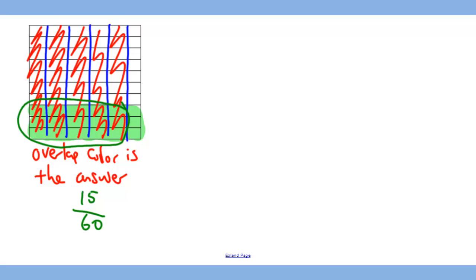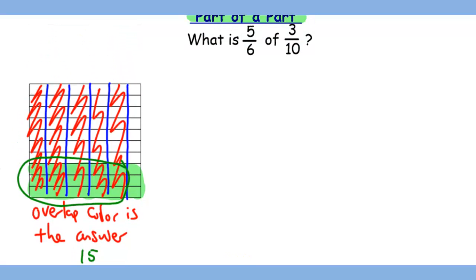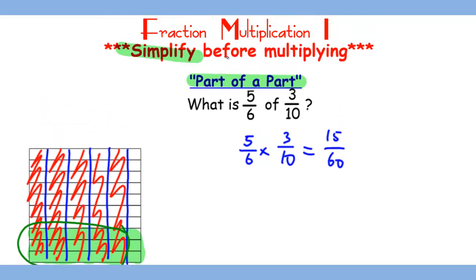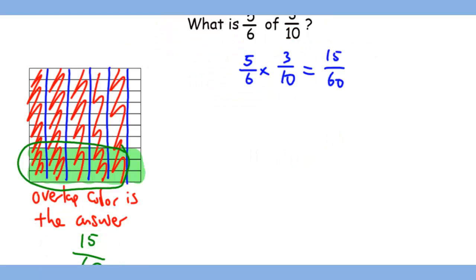So how do we do the exact same thing without a picture? First, you need to know that 5/6 of 3/10 basically means 5/6 times 3/10, and you can definitely multiply across and get the answer of 15/60. But as you see from the title, we want to simplify before we multiply, which is the big thing that we want to focus on in the video. Let's rewrite the question and see what that means.